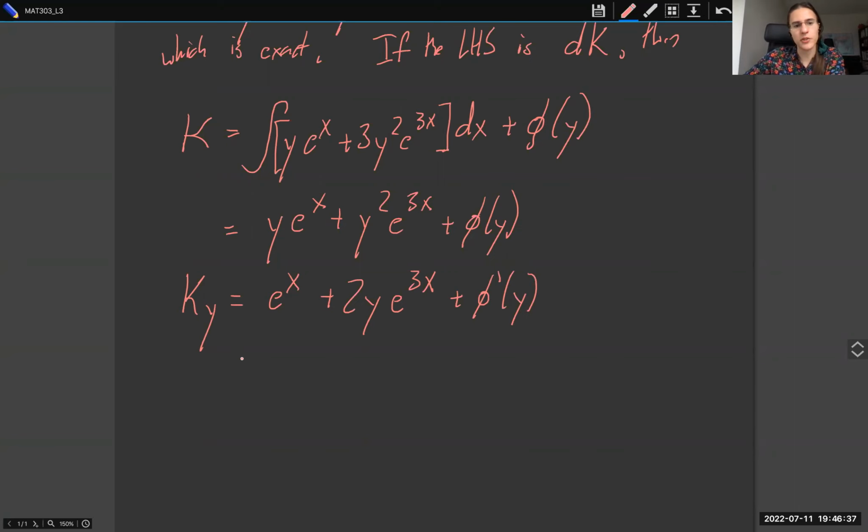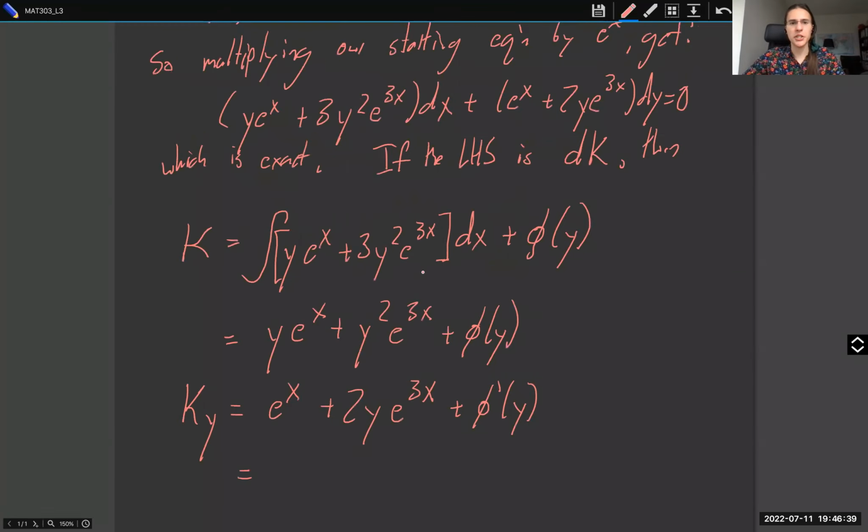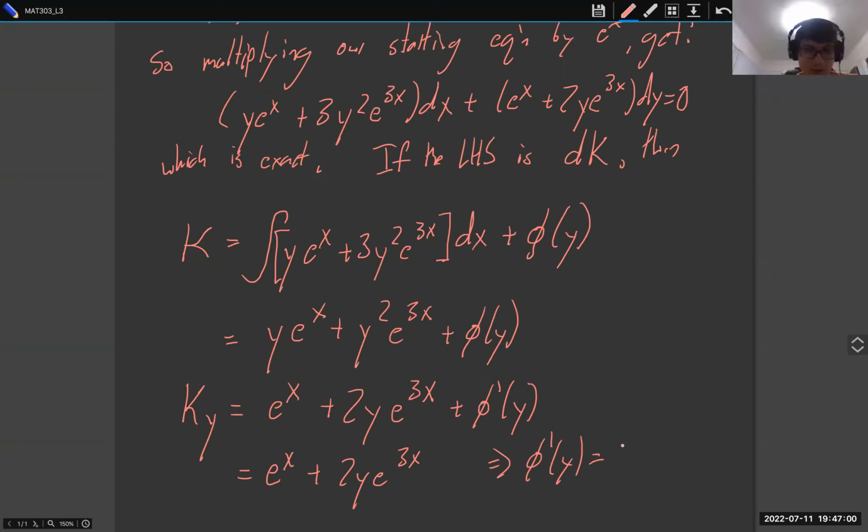And what's that equal to? Well, you should remember that the equation that we're considering is this equation, not the original equation. And so what that's equal to is e to the x plus 2y e to the 3x. And so what that actually implies is that phi prime of y is equal to what? 0. Yeah, and so in particular, integrating 0, one particular integral of 0 is 0.